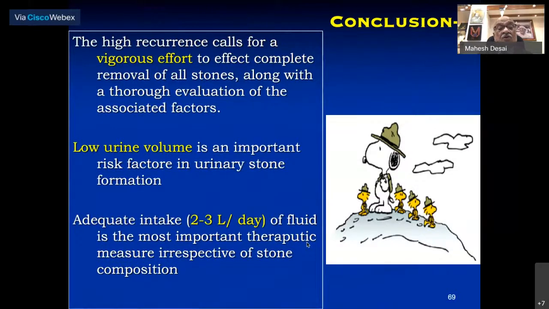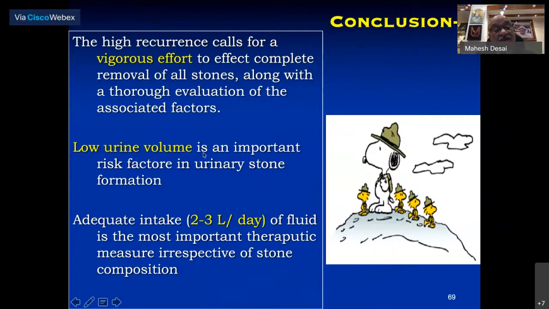So high recurrence calls for a vigorous effort to effect complete removal of all stone. That is what we have been doing in the last 3 to 4 years, and we have been able to achieve 96% to 100% stone clearance, along with thorough evaluation of the associated factors.